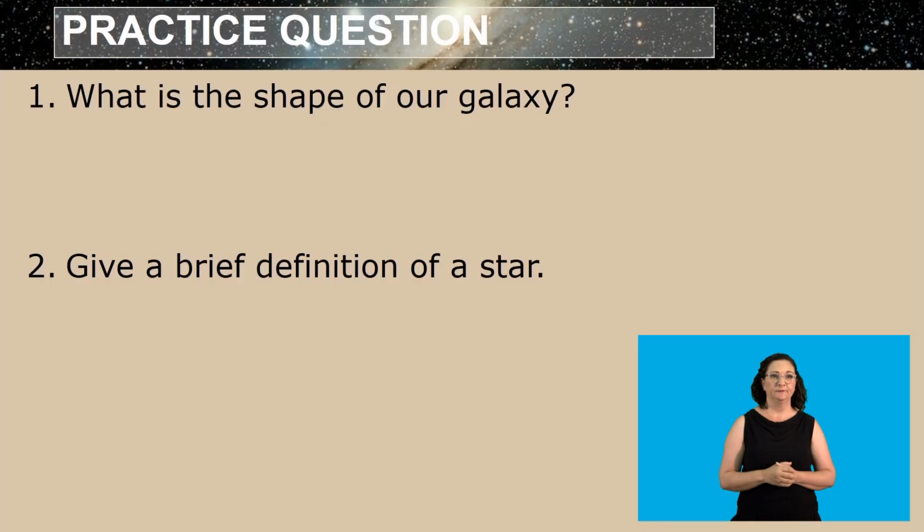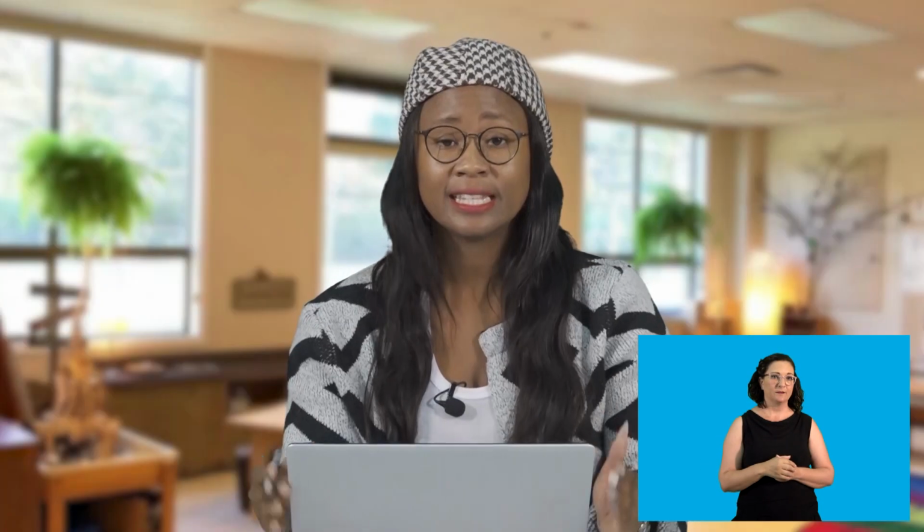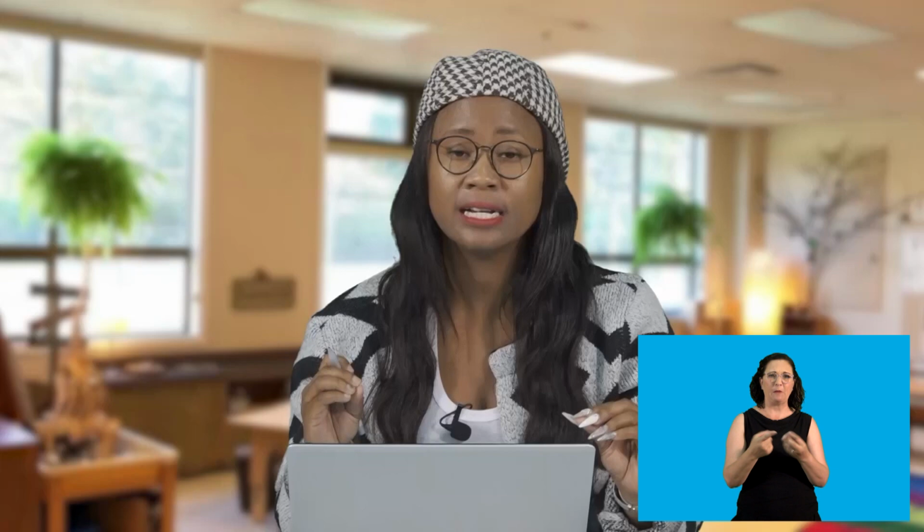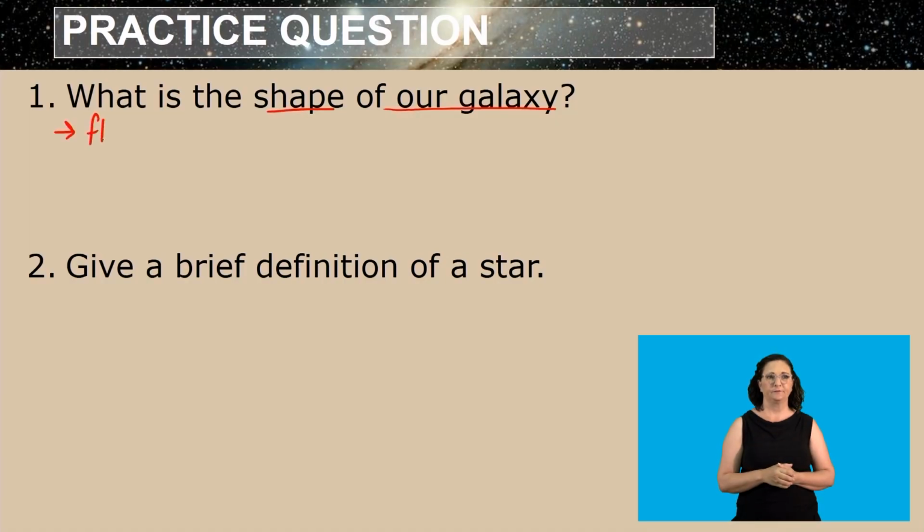Practice question number 1 says, what is the shape of our galaxy? Remember, we said scientists believe that it looks like a flat disk. Some also say that it looks like a fried egg. So you can write any of those two. We say that the shape is a flat disk, or it looks like a fried egg.